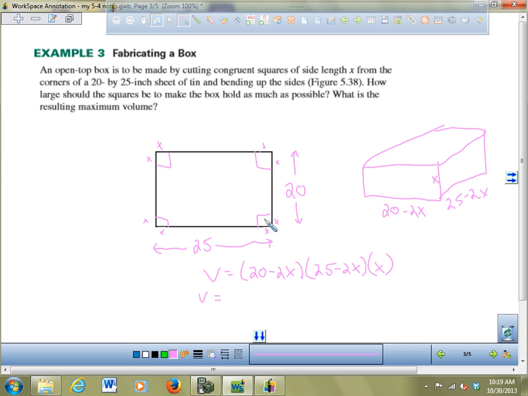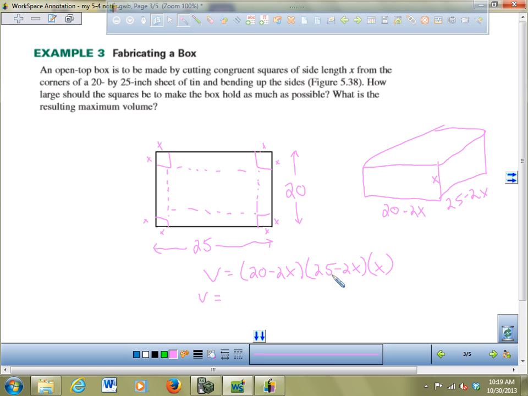Because if I fold this up, I fold along this dotted line, and I fold along this dotted line, then it's going to have a height of x. See, you get that? So this ends up being the side. These are really good geometry problems.